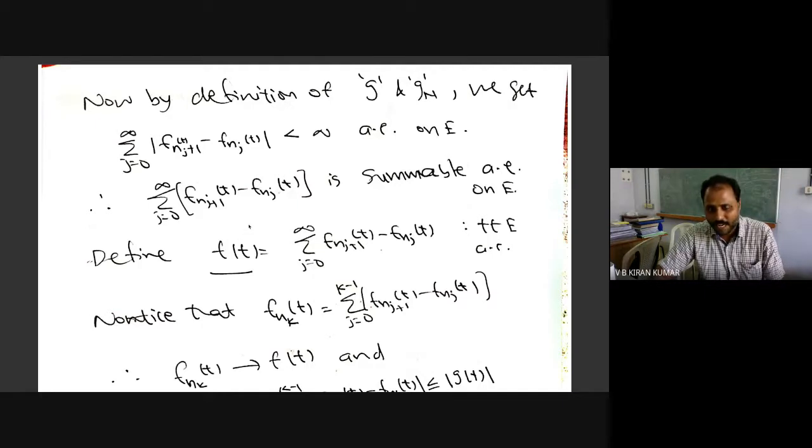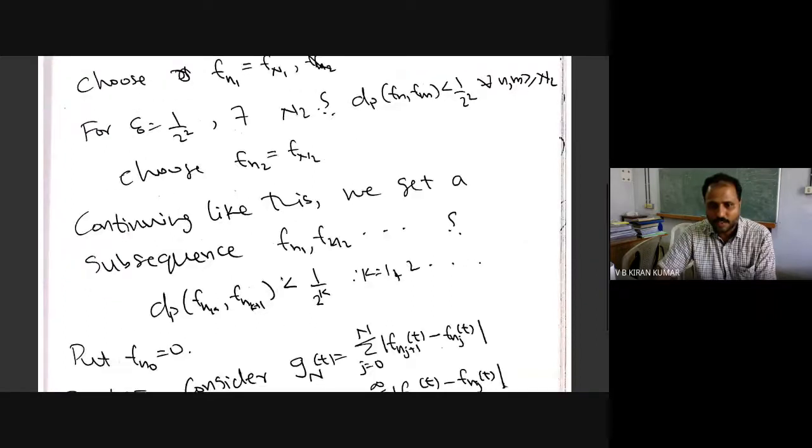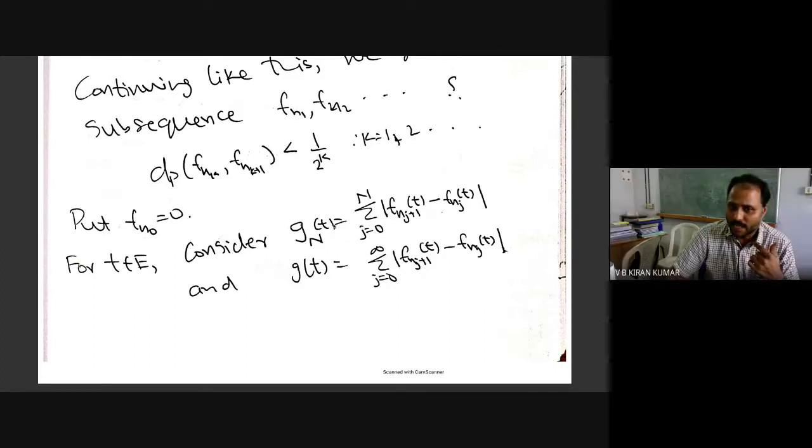Can you tell me what are the things you understood? Please tell me what you could understand from this proof. What are the things you already understood? Did you understand the way in which we chose the subsequence? Yes, sir. Then do you understand the way in which we define this Gn and G?